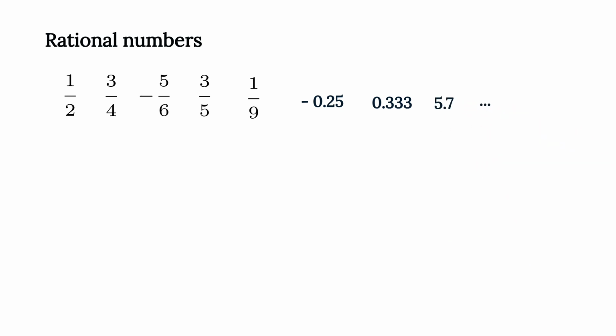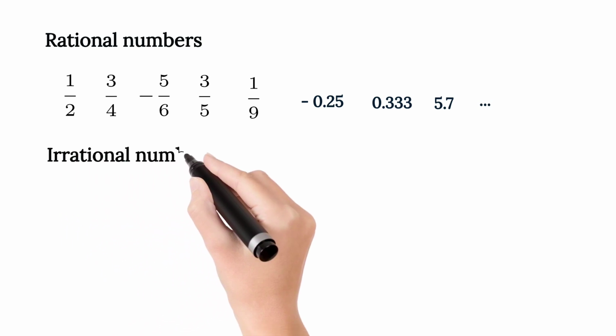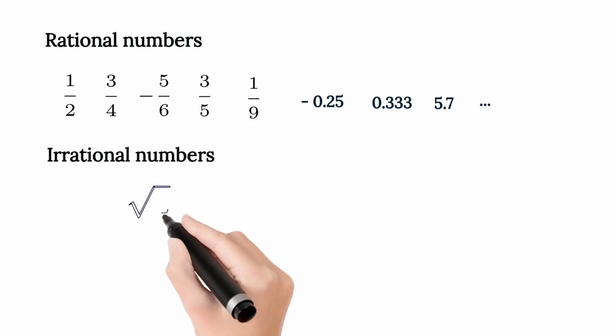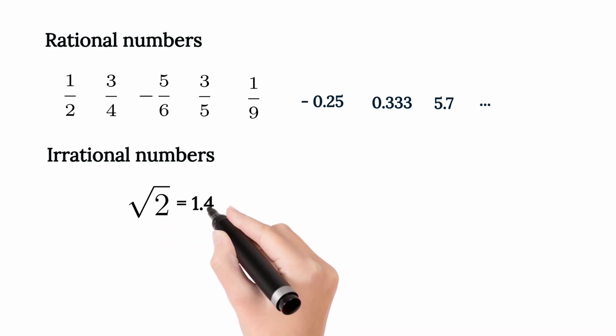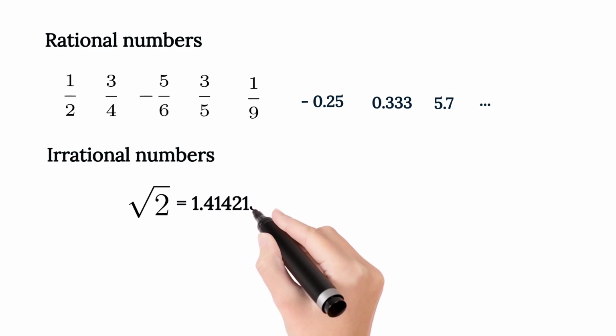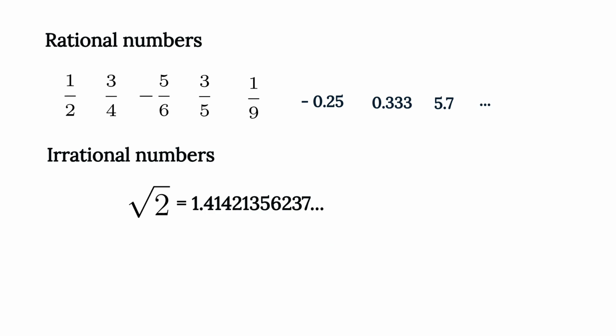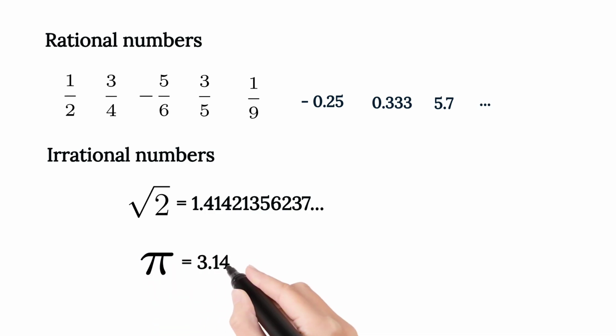Now let's talk about the other branch, irrational numbers. These are numbers that cannot be expressed as a fraction. Examples include the square root of 2, which equals about 1.4142135623, and so on, and pi, which equals about 3.14159 and continues forever without repeating.